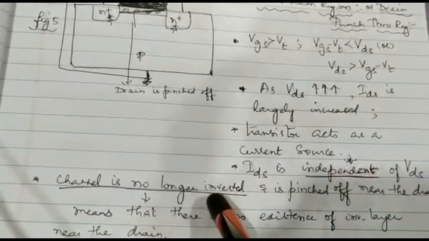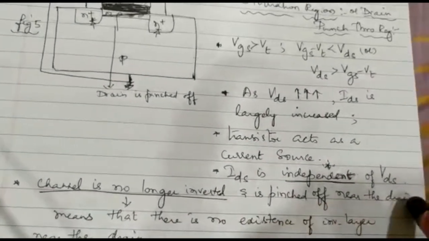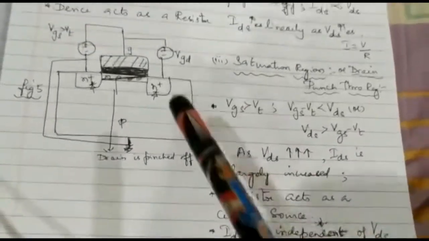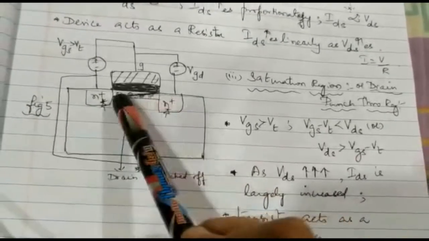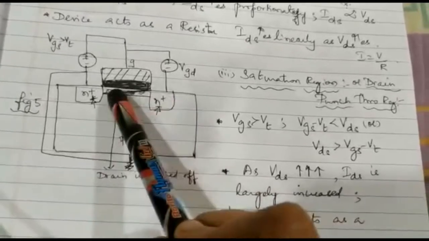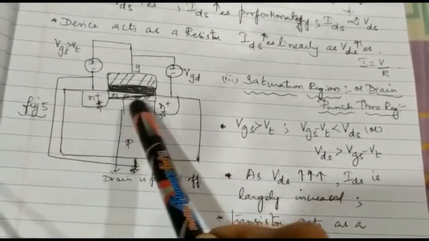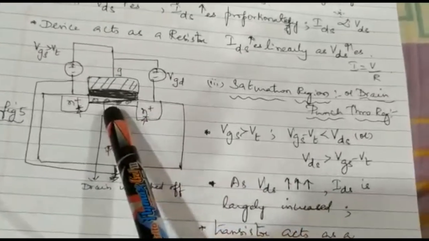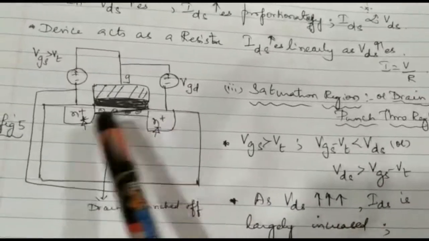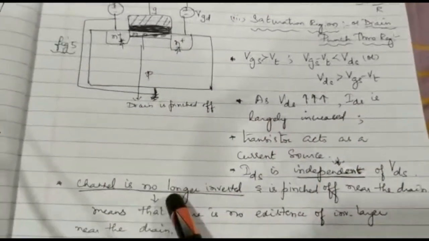So the channel is no longer inverted and is pinched off near the drain. Because of this large flow of current from drain to source, the channel is pinched off. You can see the cross line shown here. Near the drain, the channel gets pinched off. Previously, the channel that is formed between source and drain is the thin line shown here. Now it is pinched off near the drain because of the large flow of IDS.